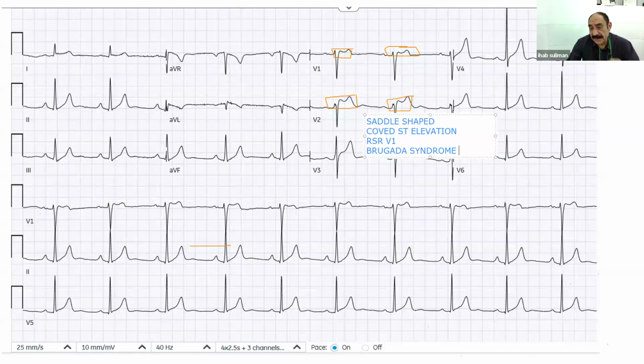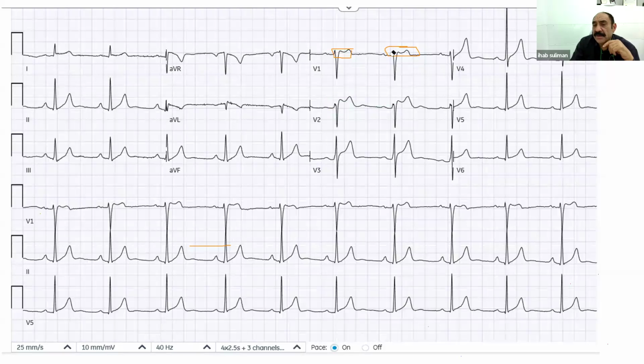This pattern of ECG, if a patient gives you a history of dizziness or so, and remember in Brugada syndrome, family history is only positive in 25% of all cases. It is considered maybe the fourth or the fifth cause of sudden cardiac death of young people. So this is Brugada syndrome, and this is pattern 2 Brugada syndrome.